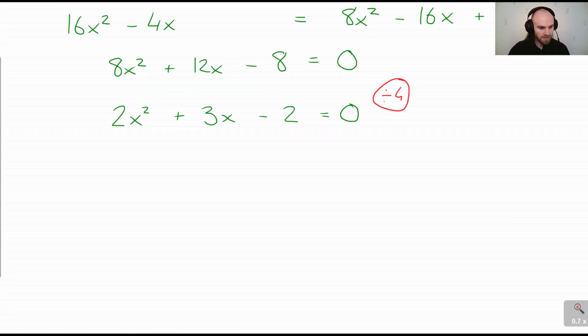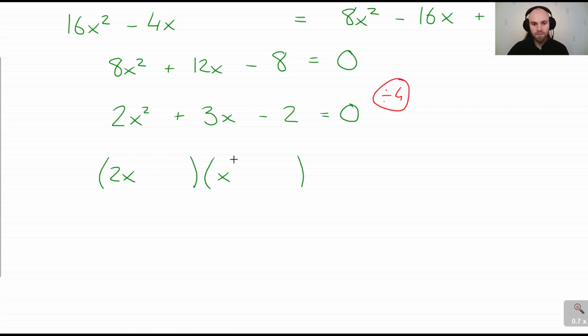And for this part, we're going to factorize. So I need to find, one of these has got to be 2x, and one of them has got to be x to get to 2x squared. So one is going to be 2x, one is going to be x. So we need to find two numbers that are going to multiply together to give minus 2.